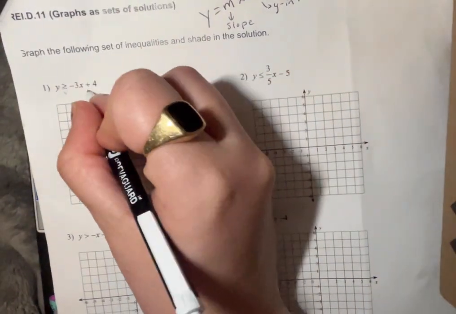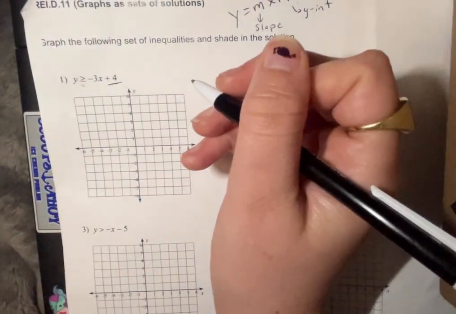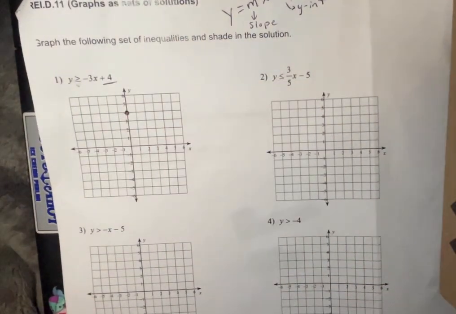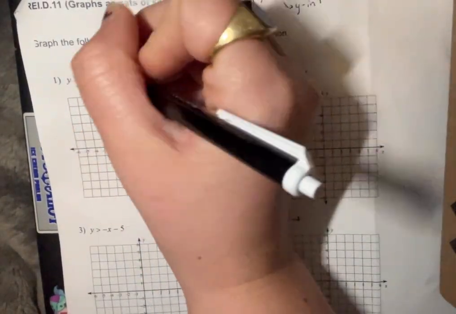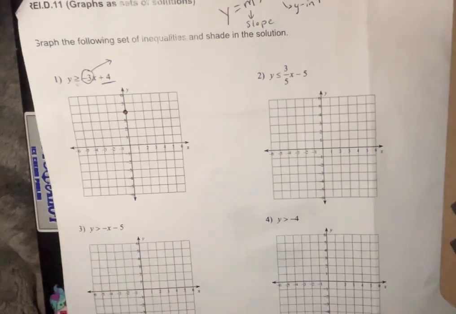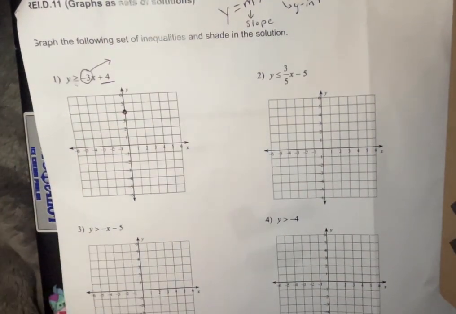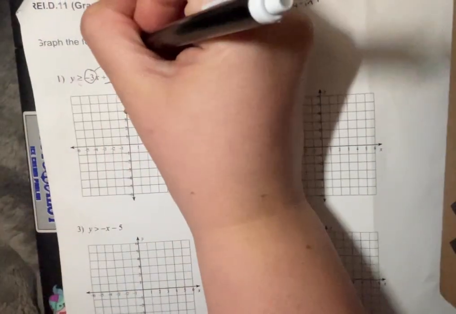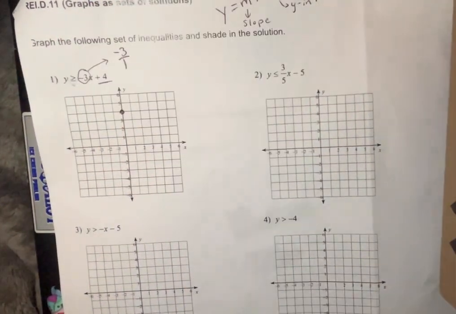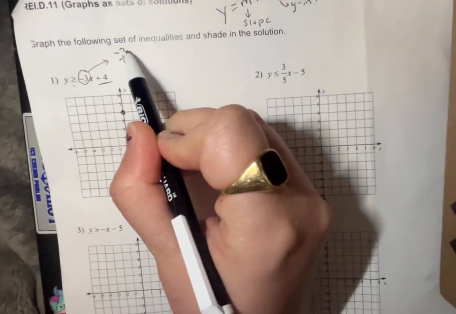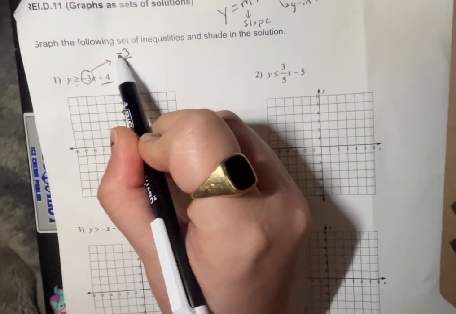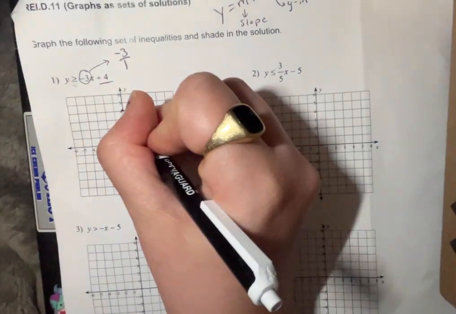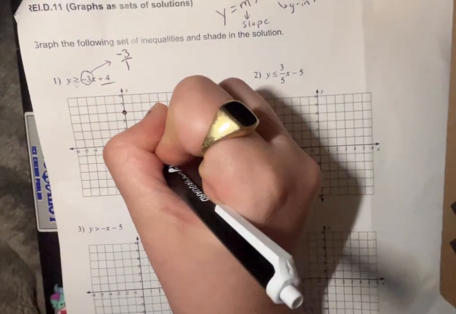So our y-intercept is 4. You always want to start with the y-intercept. We start at 4 on the y-axis. And then our slope is negative 3, but I'm going to change it to a fraction. You can put any whole number over 1, and it will be the same thing. So I'm going to say negative 3 over 1 is our slope. So we'll go rise over run. We'll go down 3 because it's a negative. Down 3 over 1. So down 3, 1, 2, 3 over 1.